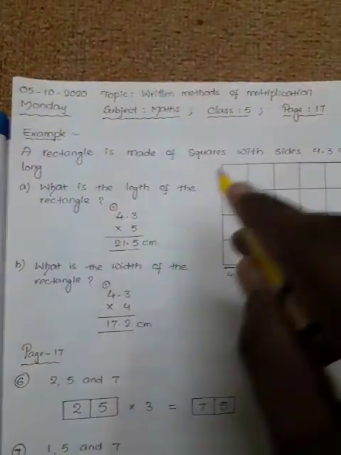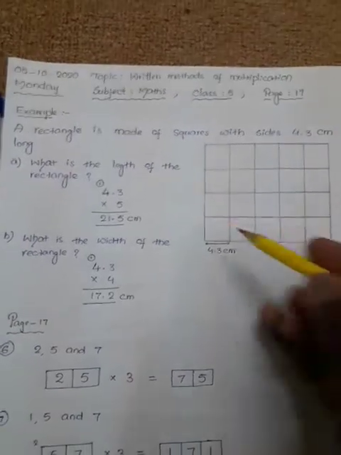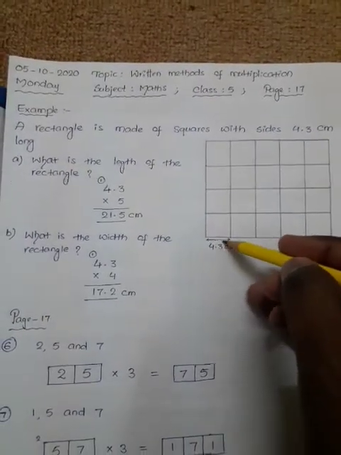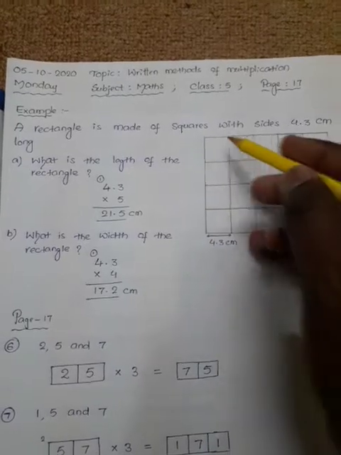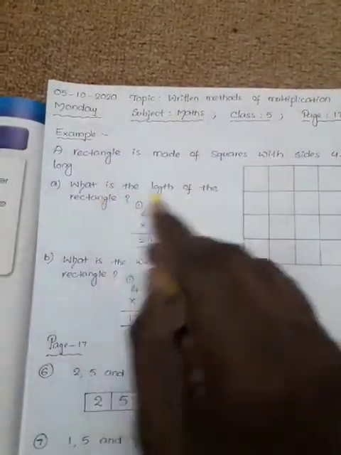A rectangle is made up of squares. All are squares with sides 4.3 centimeters. That means one side is 4.3. If this is 4.3, this also is 4.3, this also is 4.3, this also is 4.3. That means all the sides of each square are 4.3. Okay. What is the length of the rectangle?